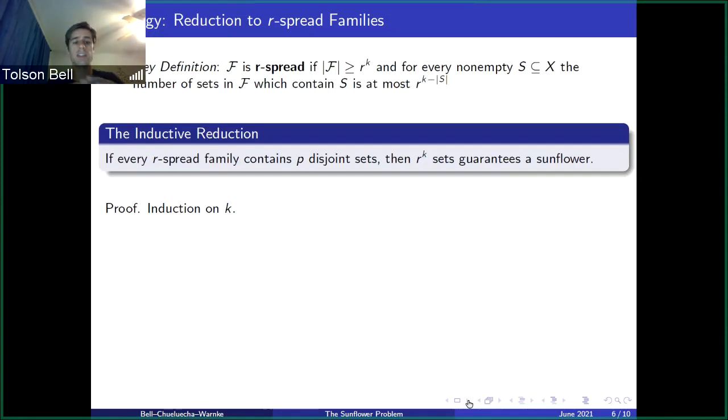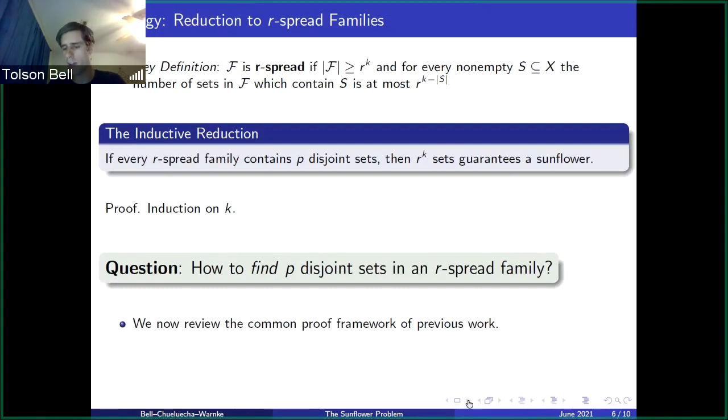So given this definition of a family being spread out, we want to prove that it has p disjoint sets, as long as it's spread out for some sufficient R. Right? So how do we find p disjoint sets given this spread out family? So what's a way to find p disjoint sets in a set system? That's what we're going to say here.